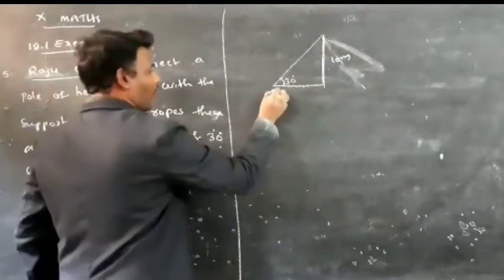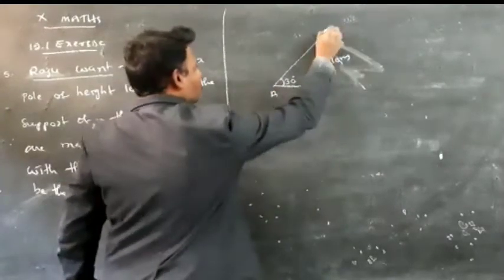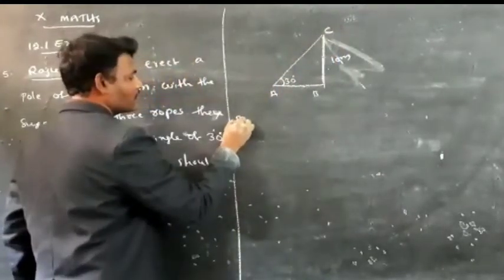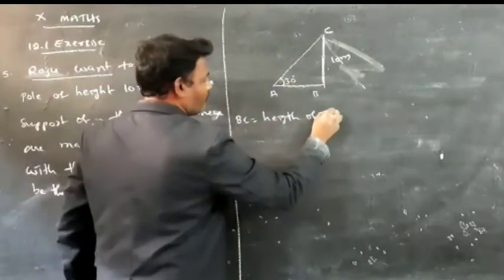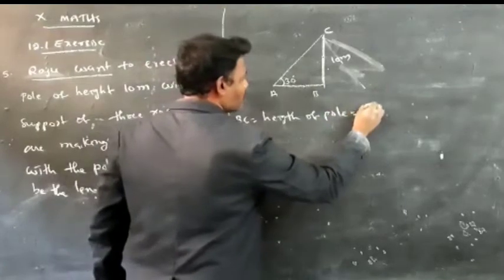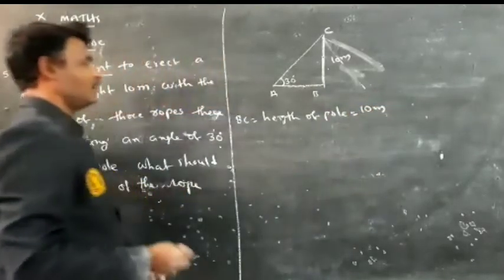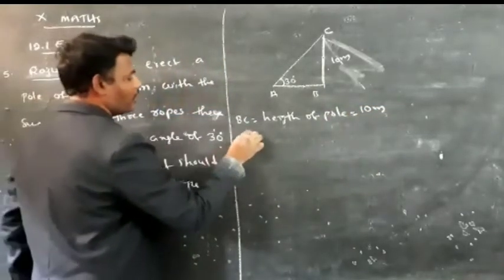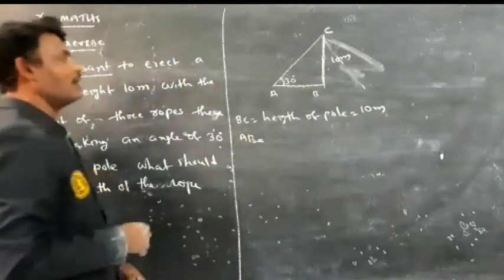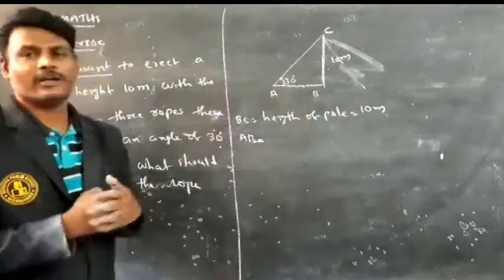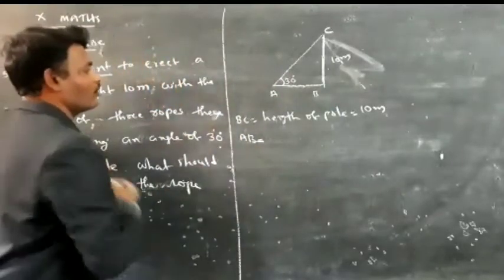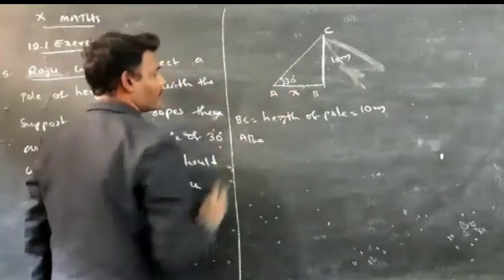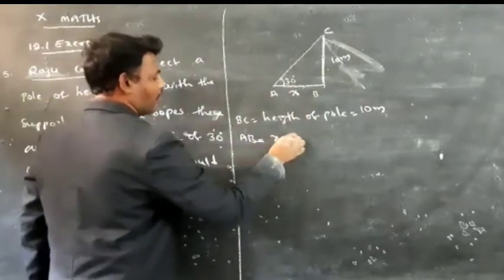For example, I am taking this A and B and C. What is the meaning of BC? BC is equal to the height of the pole. How much is that? 10 meters. Next, what about AB? It is the distance between the foot of the rope and the foot of the pole. That, I don't know. Let this be x meters. AB is equal to x meters.